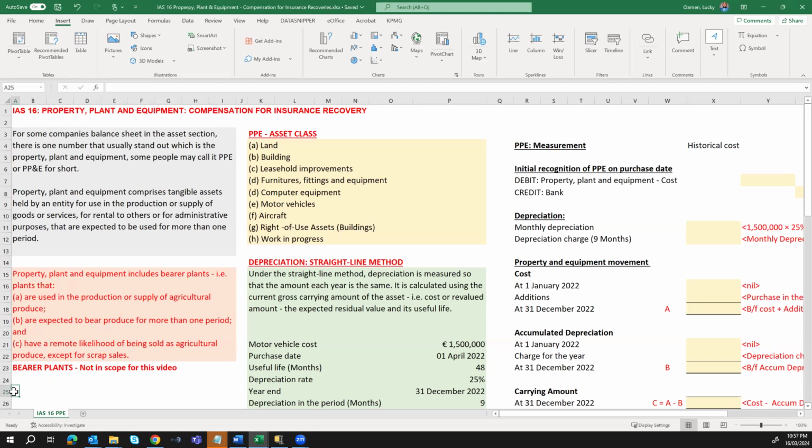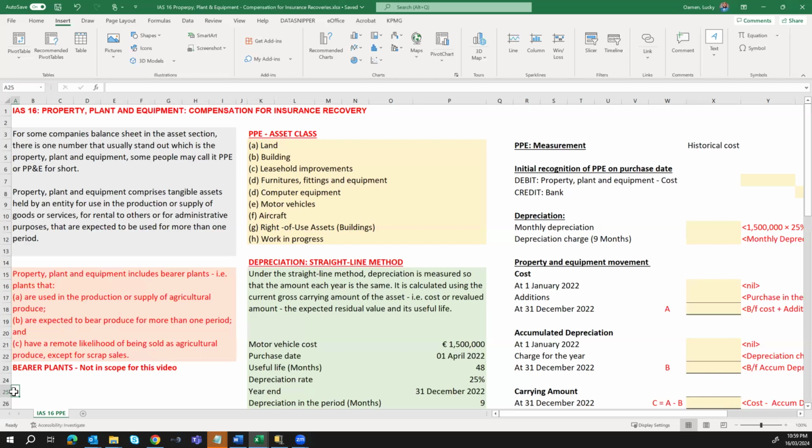In today's video, we're going to learn about IAS 16, Property, Plant and Equipment, Compensation for Insurance Recovery. This is for companies that have insured their asset class or property, plant and equipment against some loss event. And when this loss event occurs, these companies get compensated for the loss that has been incurred based on the premium they've paid over time on the property insured.